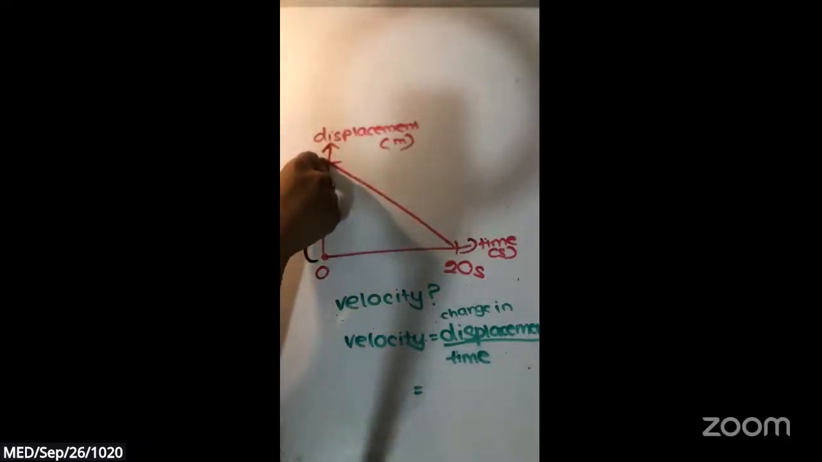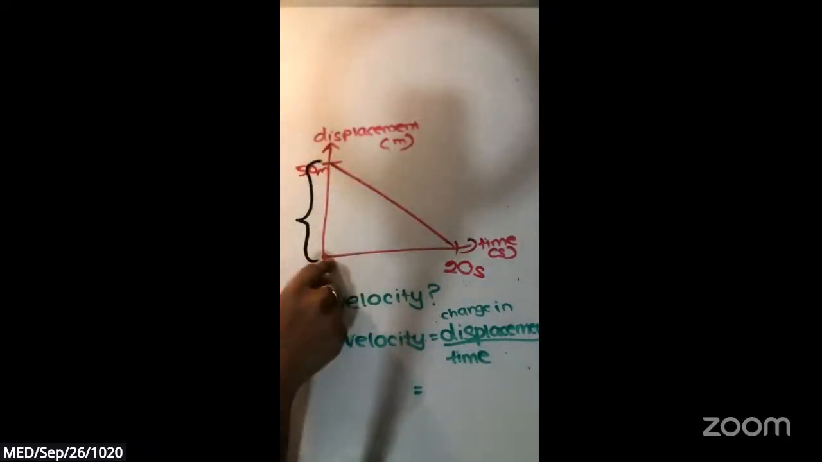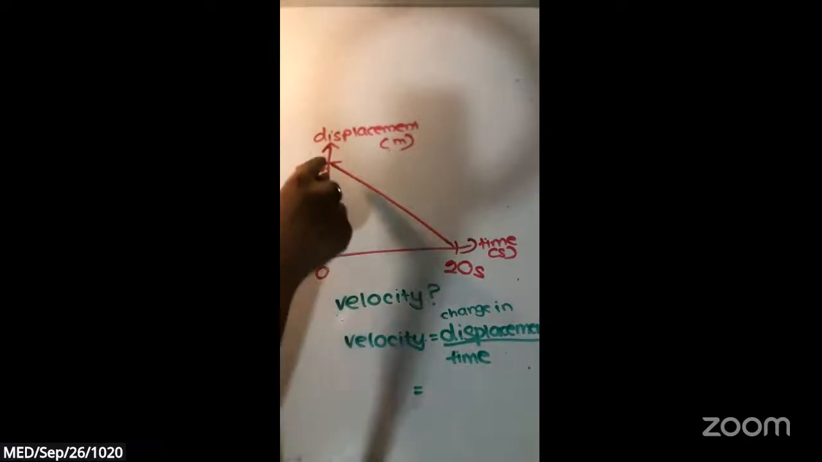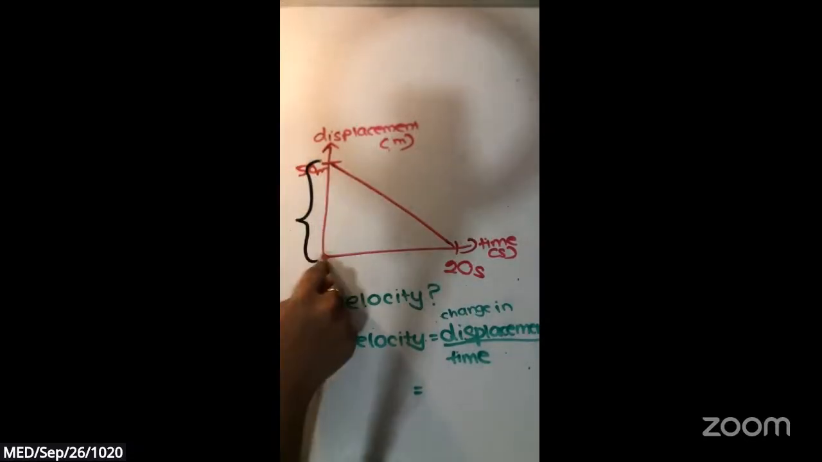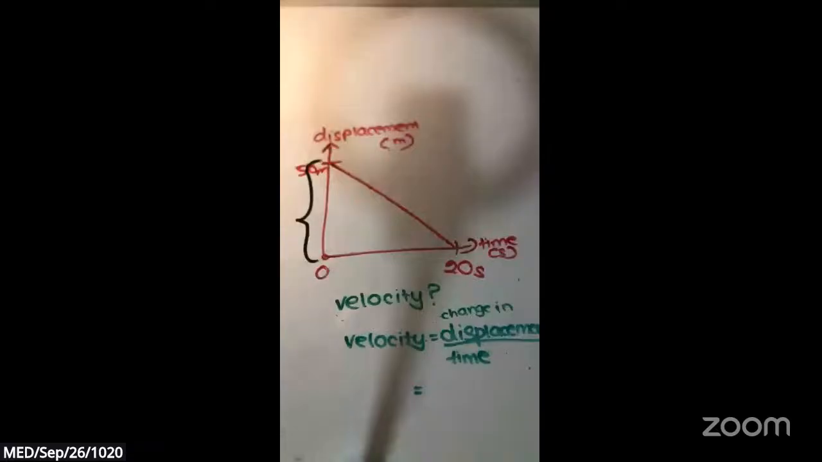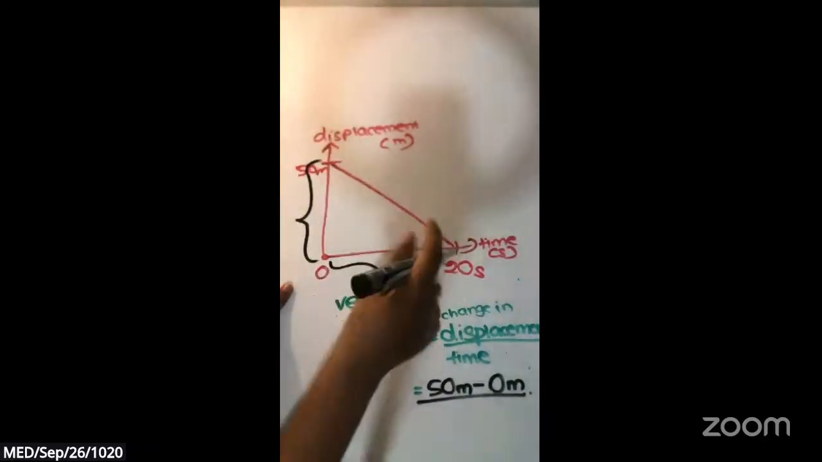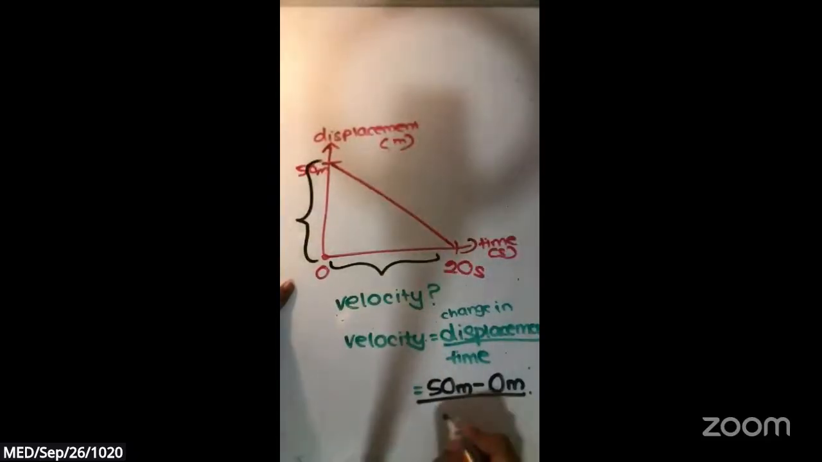What is the change? You have to go with final displacement minus the initial displacement, right? Final minus initial, so that's going to be 50 minus 0. Final is 50 minus 0 meters. Now we think about the time. Time also you have to go with the difference only, right? But we don't have to say change in time. We can just say 20 minus 0, right?